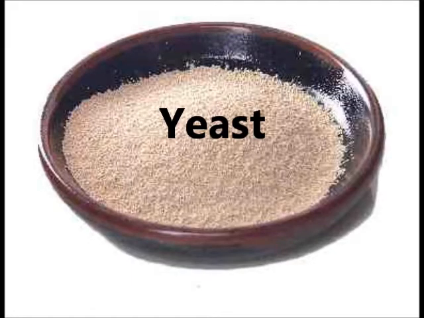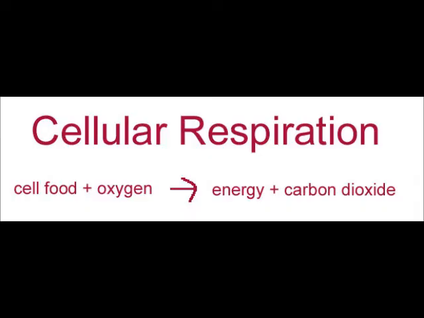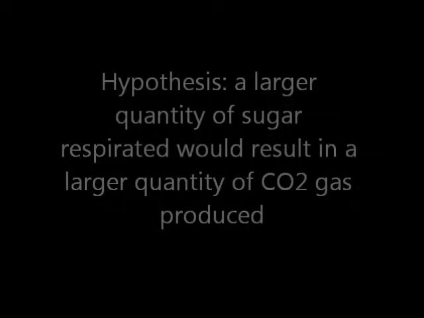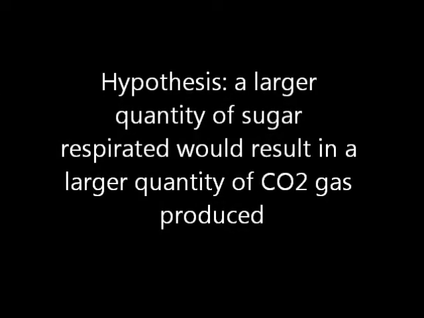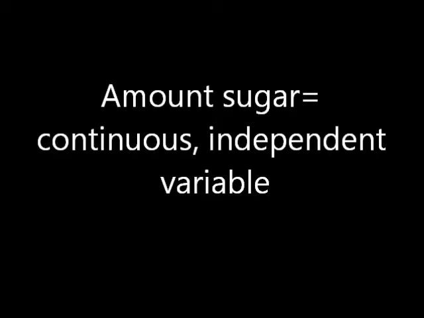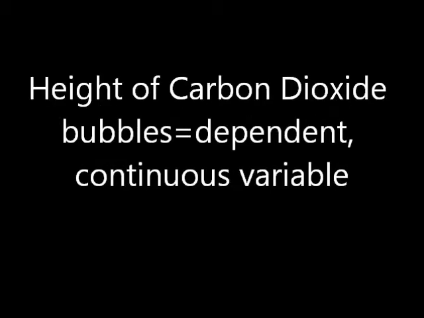To make the experiment less complicated, we decided to use yeast as the organism on which we would observe the effects of cellular respiration. Using the standard equation for cellular respiration, we hypothesized that yeast would respirate more with a larger quantity of sugar present, and the solution with more sugar would thus produce a larger amount of carbon dioxide gas. To put this into more specific terms, the amount of sucrose sugar would be our independent continuous variable, while the height of the carbon dioxide bubbles would be our dependent continuous variable.